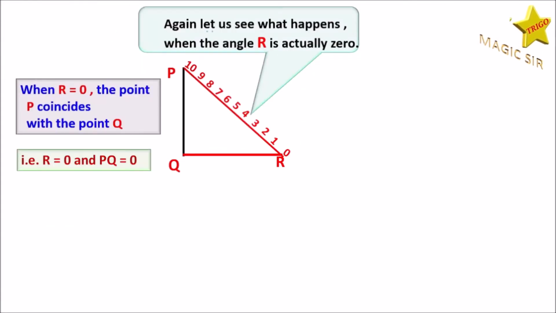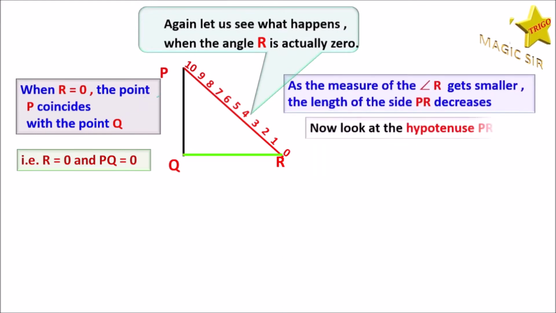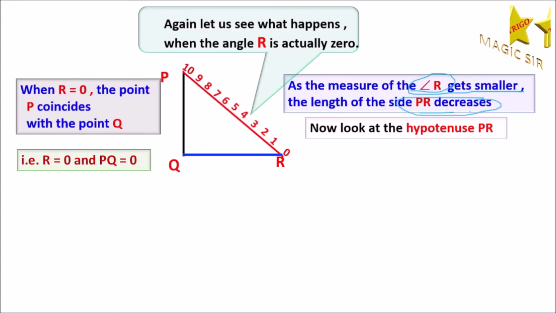Again, let us see what happens when the angle R is actually 0. We have observed that when angle R is equal to 0, the point P coincides with point Q. That is, R equal to 0 and PQ equal to 0. As the angle R gets smaller, the length of the side PR decreases. Look at the hypotenuse PR. Let us take hypotenuse PR equal to 10 units. Now see the animation.